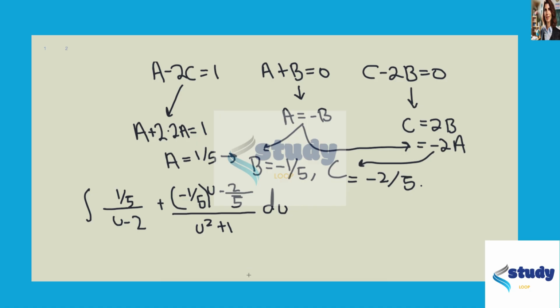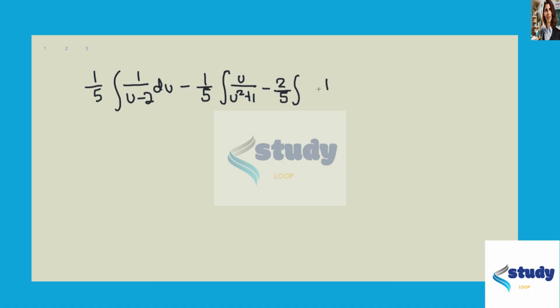Actually, let me go to the next page here. I'll need more room. You pull out the constants and split up all these integrals as much as I can. That's the first one. Then I pull out a negative 1/5 from the second one, u over u squared plus 1. And then pull out the minus 2 over 5 from the last fraction, 1 over u squared plus 1. And we have a du there.